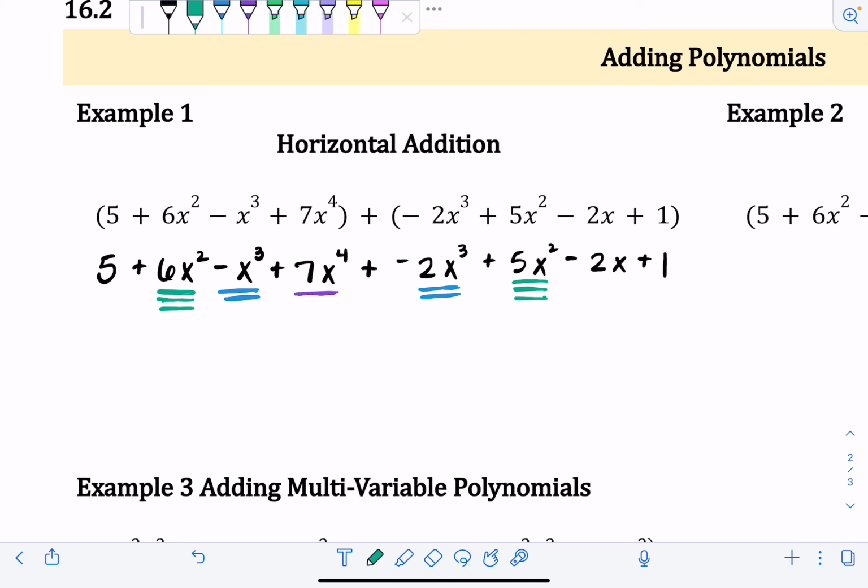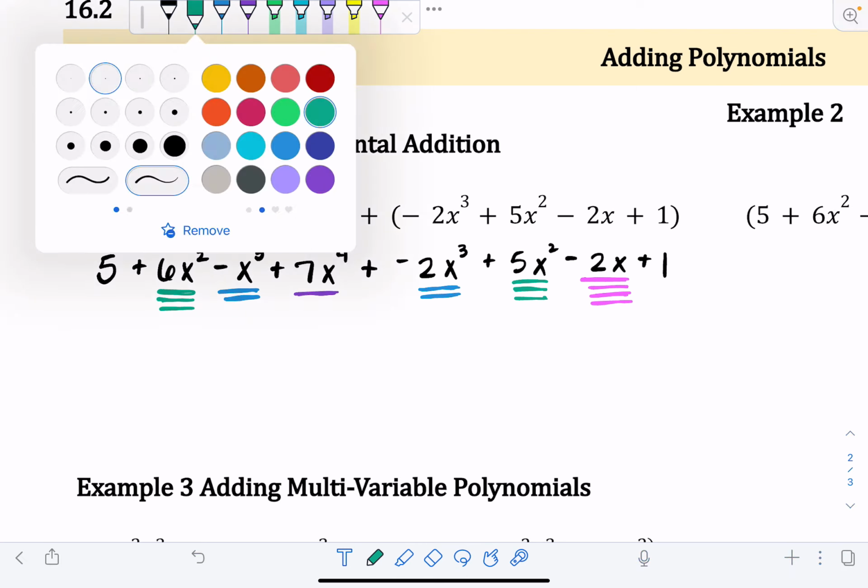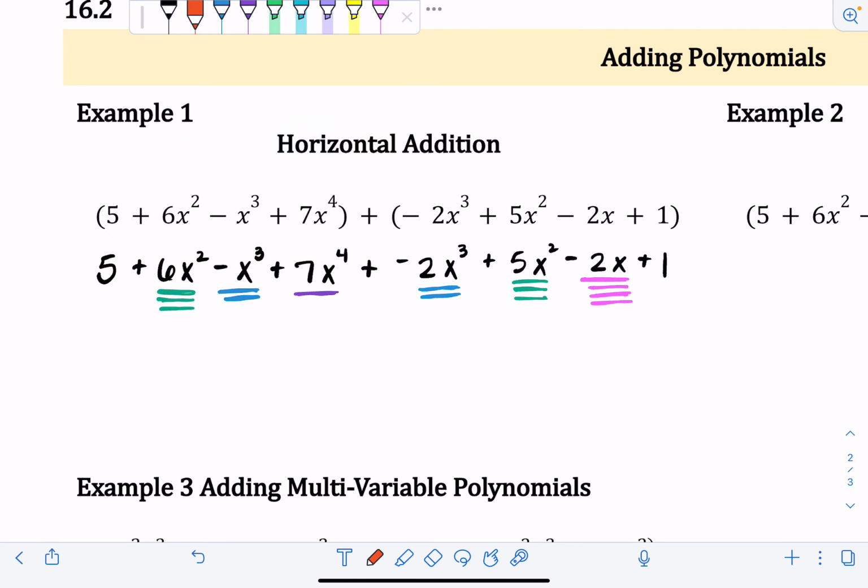And then next I can go down to my x to the first power. I just have this one x to the first power. I'm going to put 4 lines underneath it. You honestly don't have to do anything with the ones that don't have like terms, but I like to do it so I don't forget them in the end, because I think sometimes it's easy to forget the ones that don't have a buddy, and then we leave them out of our final answer. And then for the constant term, I have a 5 and a 1 that are like terms because they're both constants.